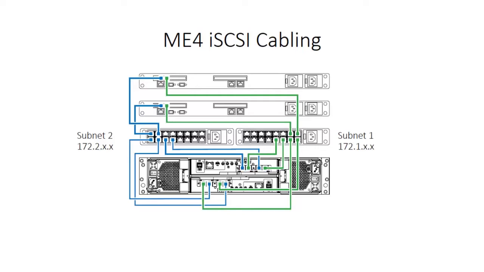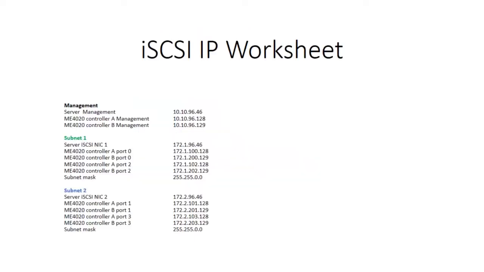Ports 0 and 2 are on one subnet, while ports 1 and 3 are on the second subnet. The server has 2 10 gig NICs dedicated for iSCSI traffic. Prior to starting the deployment, all IPs should be defined on a planning worksheet to avoid any confusion. To help better identify individual ports, I use a standard format for the IP schema. Let's take a look at it.